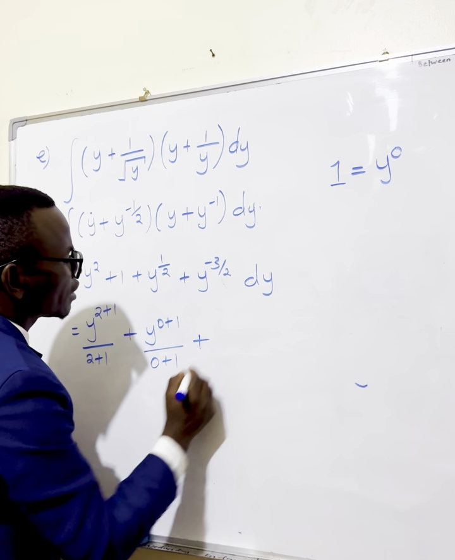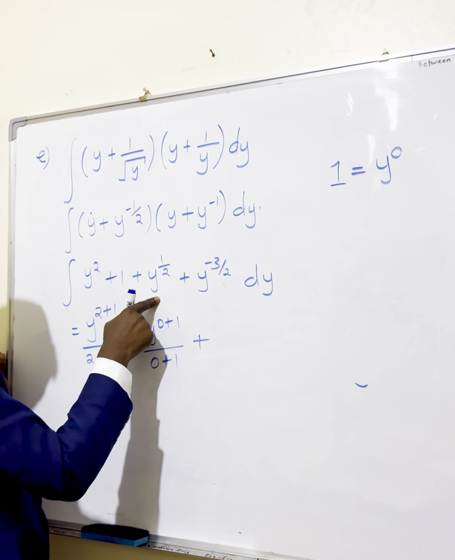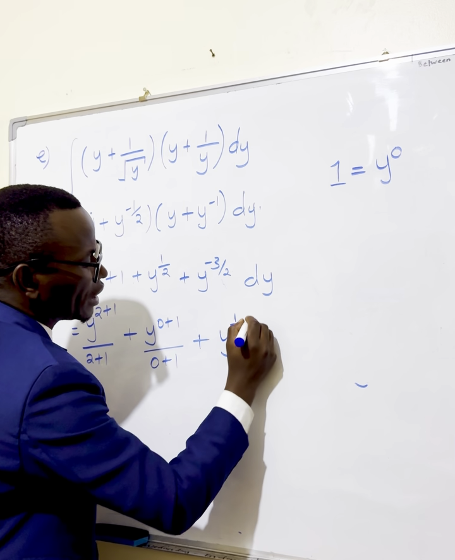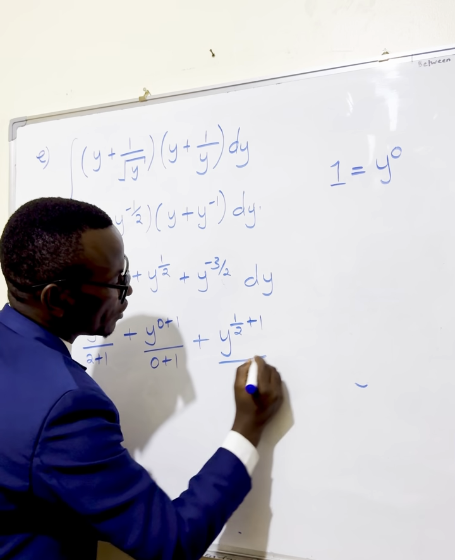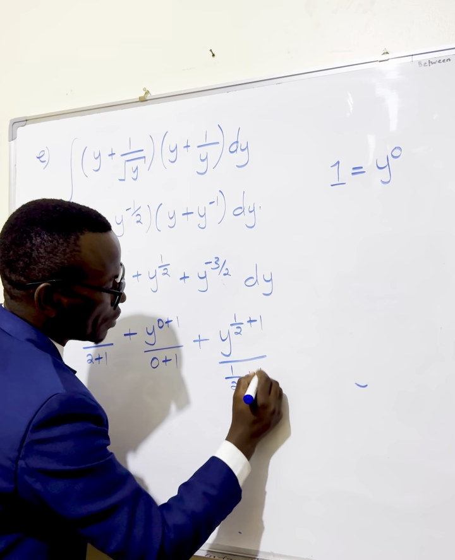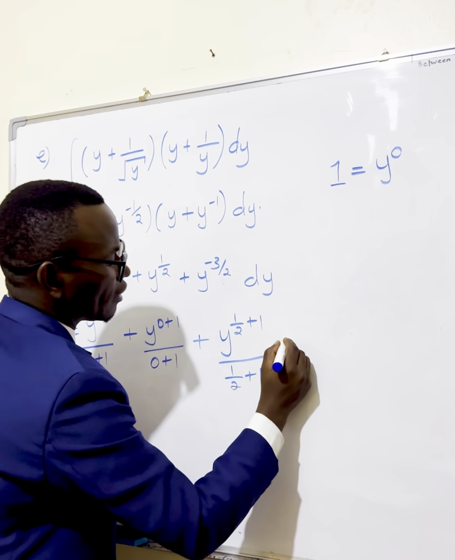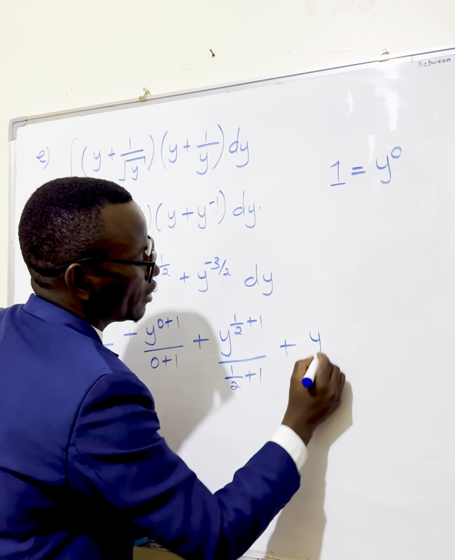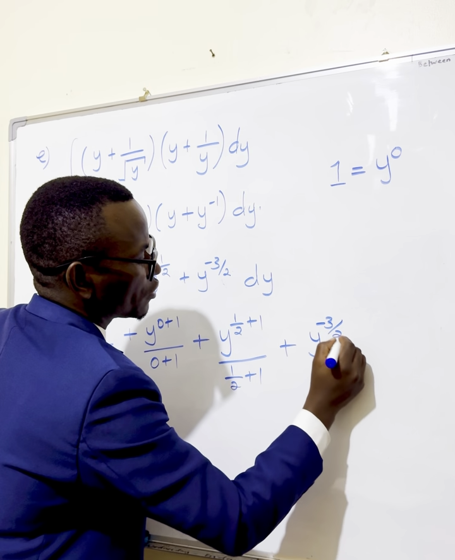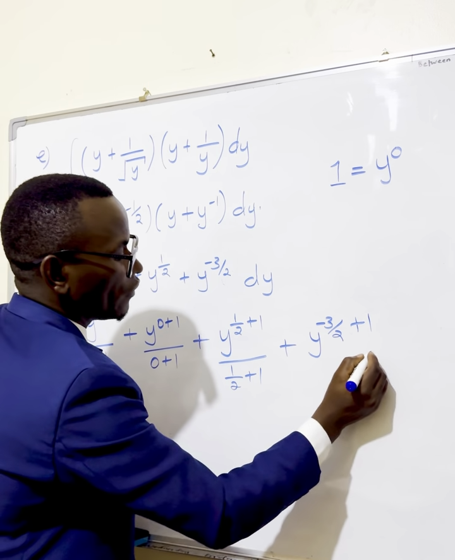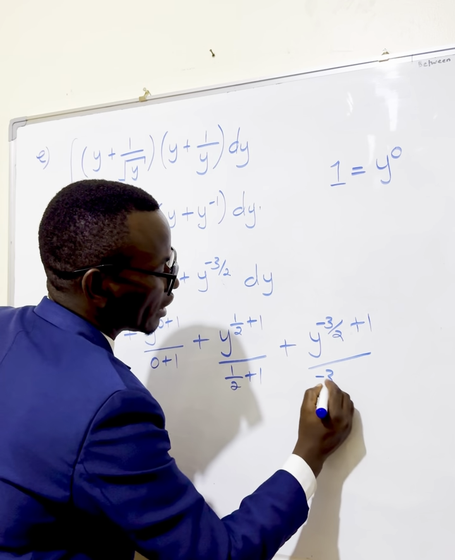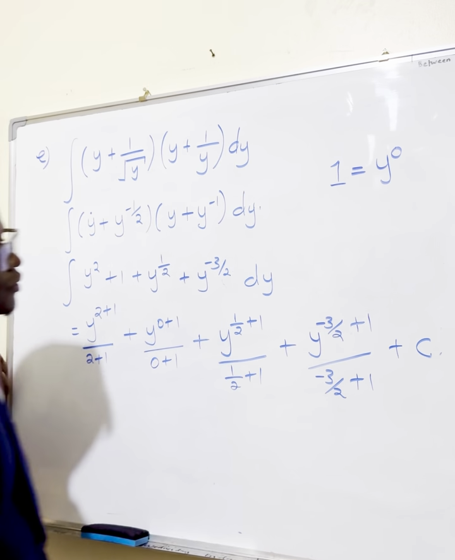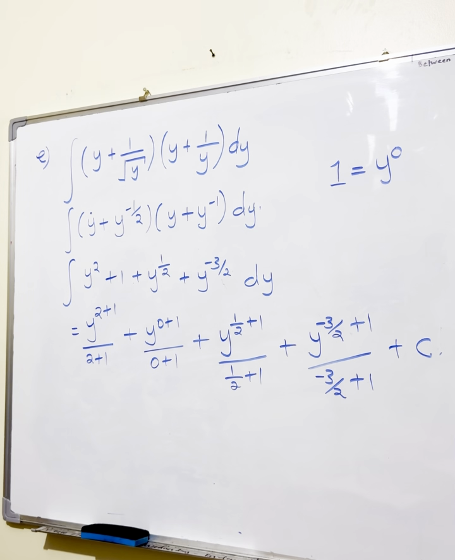Then plus, I'm going to also integrate this term. So that is y to power a half. We increase it by 1. Then we divide by the new power. Are we together? Then finally, we are going to integrate this. So that is y to power negative 3 out of 2. Then plus 1. Then afterwards, we are going to have negative 3 out of 2, then plus 1. Don't forget to add the constant of integration.